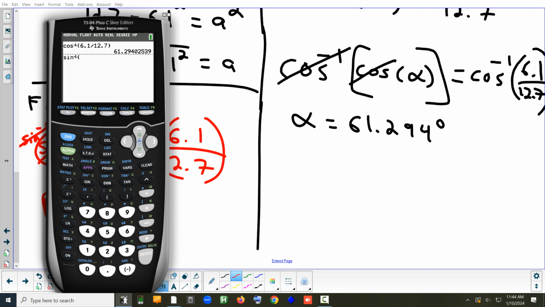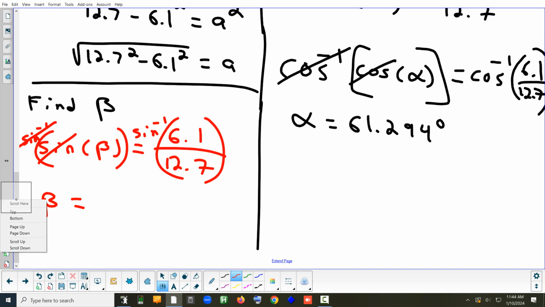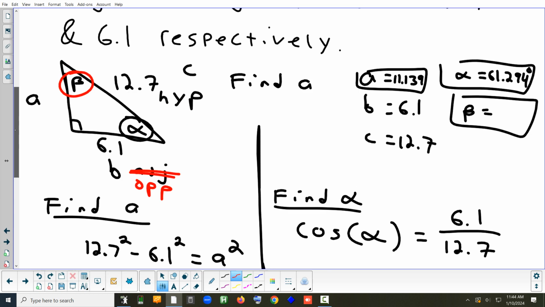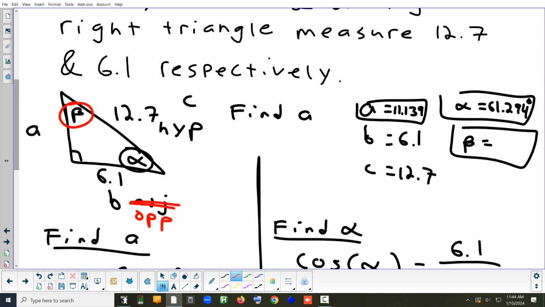So you get 28.706 degrees, right? That's an angle. Okay, I'm just going to put it up in the table. 28.706 degrees.